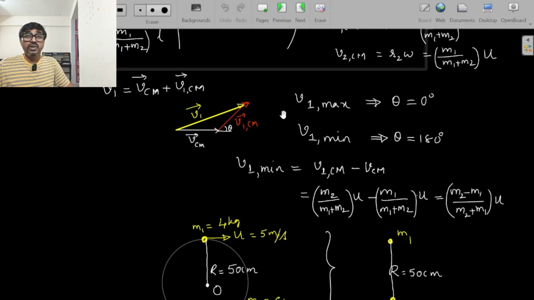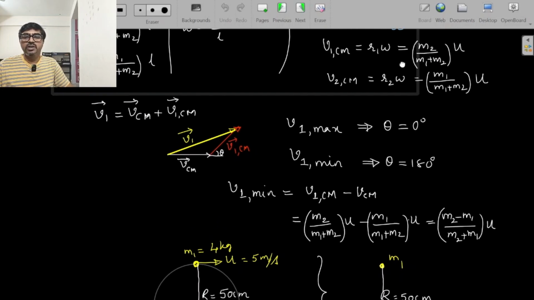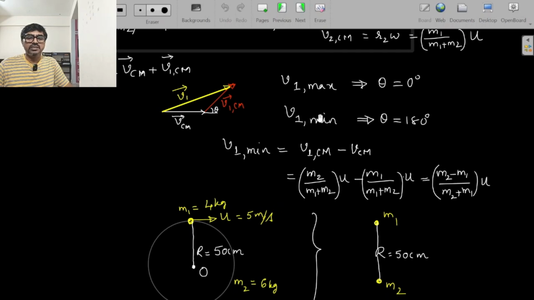Now they are asking V1 minimum. When would V1 be minimum? You see these two vectors are there. One vector has got fixed magnitude in fixed direction. The other vector has got fixed magnitude, which is V1 cm, we have already calculated, you see here. But it is continuously changing direction. When will the resultant be maximum? When they are in the same direction. When would the resultant be minimum? When they are opposite to each other. So when theta equal to 180 degrees, that's where you will have the minimum value. And so the magnitudes you take the subtraction there, and that's going to be m2 minus m1 upon m2 plus m1 into u.